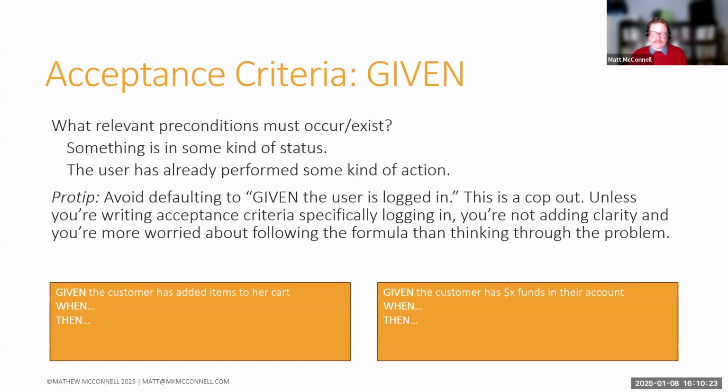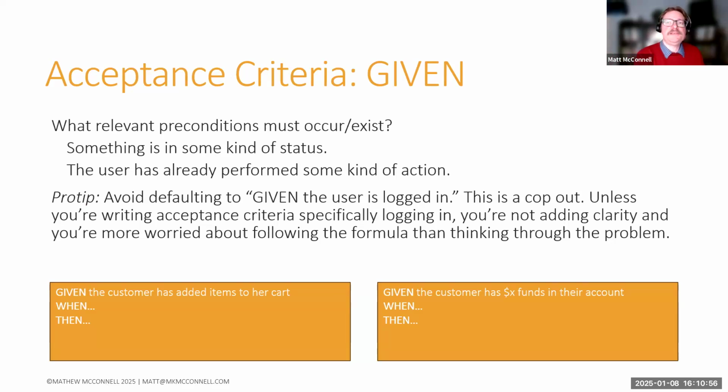So whenever I'm writing given, when, then acceptance criteria, I'm thinking about, okay, for the given statement, what has to be true? What kind of preconditions have to be true before we get started? Usually there's something in some kind of a status, or the user's already performed some kind of action, like the customer has added items to her cart, or the student has already matriculated and has an account with the university before they start registering for classes.